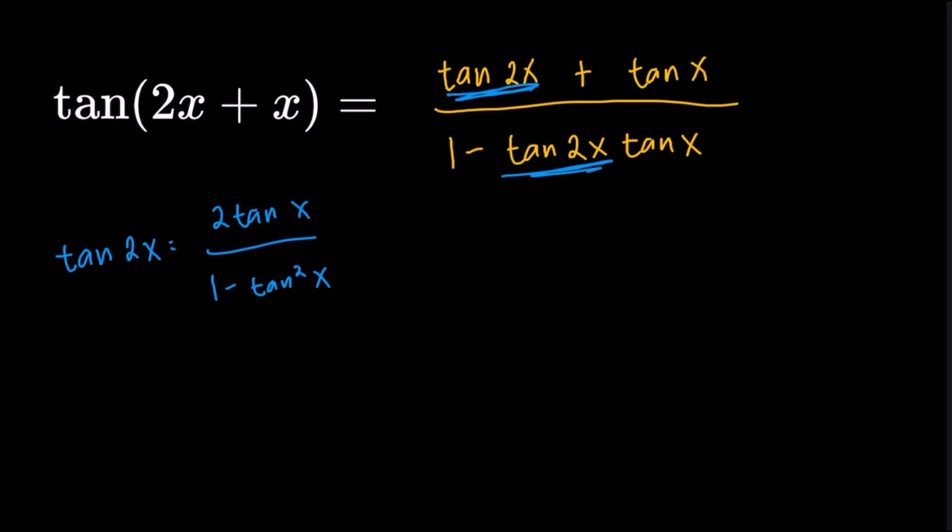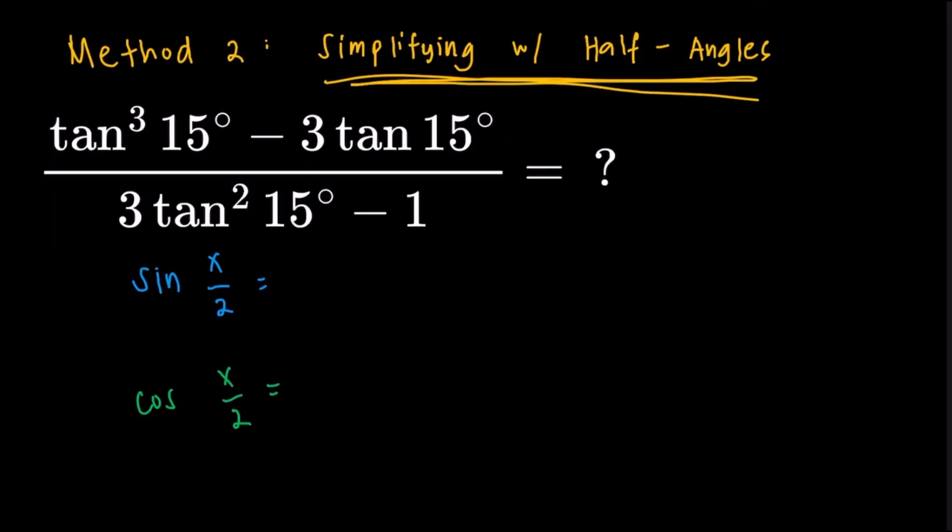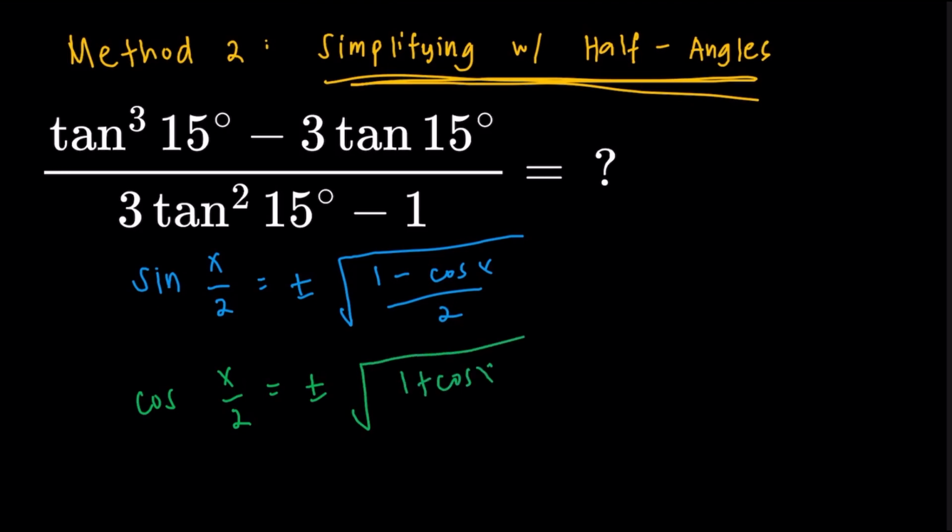The second method is to simplify with the half angles, because you could argue that 30 degrees is half of 15 degrees. So we could recall the sine and the cosine half angle identities. I'm just going to quickly write it here, plus minus for both. The difference of the two is actually a sign. For sine, it's 1 minus cosine x over 2 with the square root. For the cosine, it's the same thing, except it's a plus, okay?